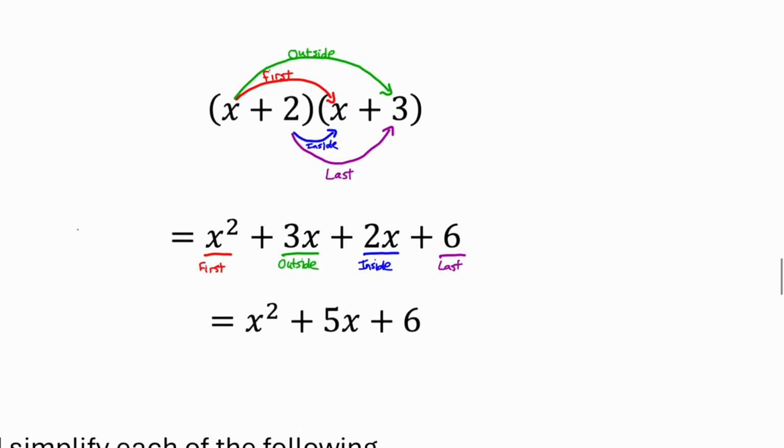So if we look here, this is how it works. If I have this binomial times this binomial, both terms in the first binomial have to be multiplied by both terms in the second binomial. And to remember to find all four of the products, you can multiply the first terms together, x times x, which is x squared. Then you can multiply the outside terms together, x times 3 is 3x. Then the inside terms, 2 times x is 2x. And then the last terms, 2 times 3 is 6. So FOIL, that acronym, first, outside, inside, last, will make sure you find all the products. And then, of course, collect any like terms. 3x plus 2x is 5x.